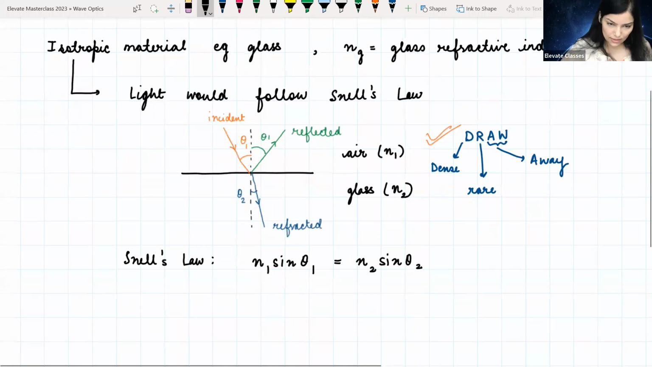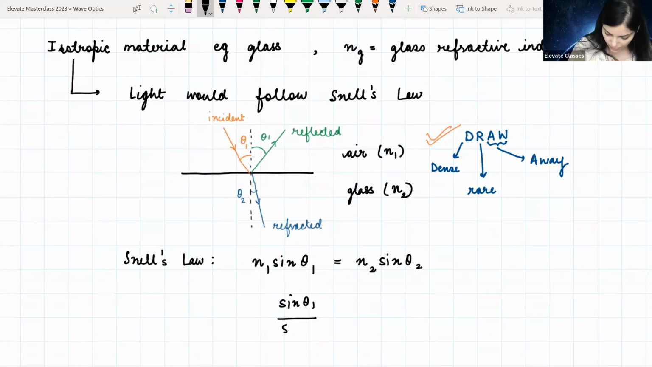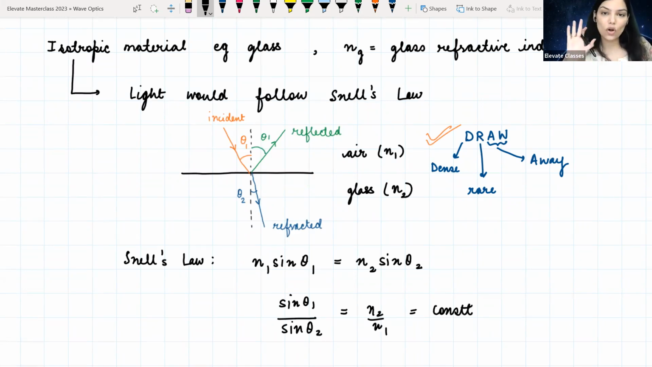So what this means is that if I calculate sine theta 1 divided by sine theta 2, I should get N2 by N1, which should give me some constant value, because currently I'm considering an isotropic medium which has a constant refractive index. So this is what Snell's law tells us: how the beam would refract inside an isotropic material.